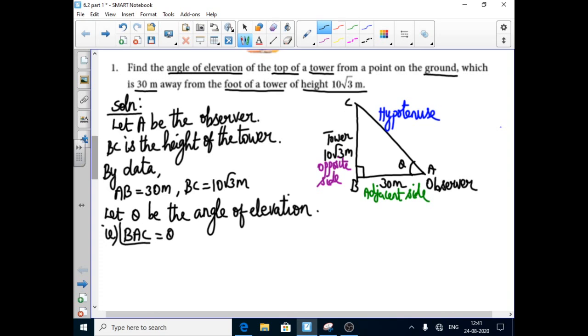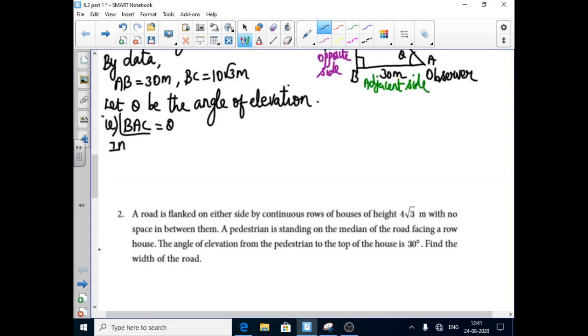Now we have to take the triangle. In right angled triangle ABC.